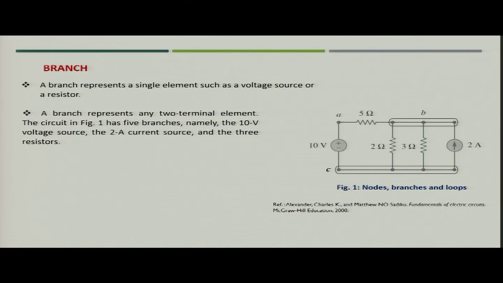Now, let us talk about the elements which we just saw in the network topology. One is a branch. A branch represents a single element such as a voltage source or a resistor. So, in this case, this can be considered as a branch, this can be considered as a branch, this can be considered as a branch, this can also be considered as a branch, and this can also be considered as a branch. So, basically wherever we see the electrical elements present, that particular segment is called a branch.